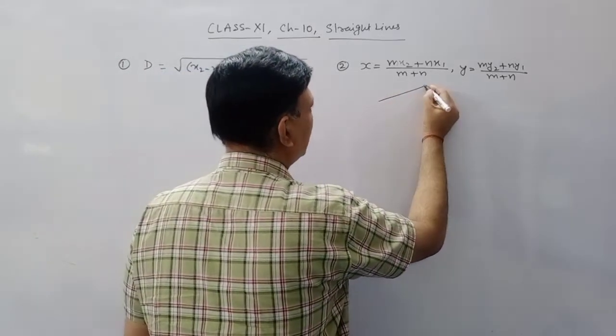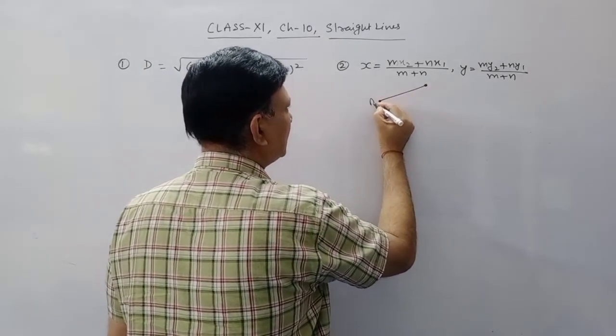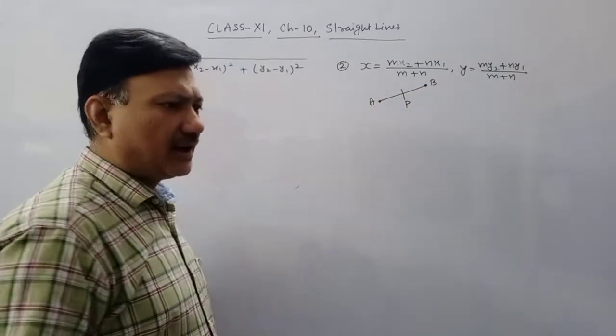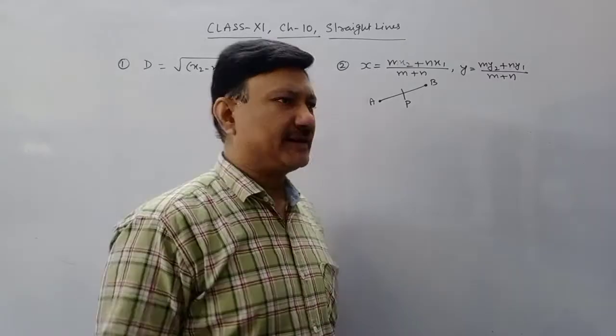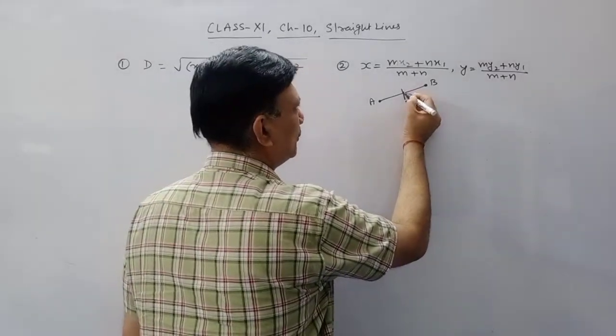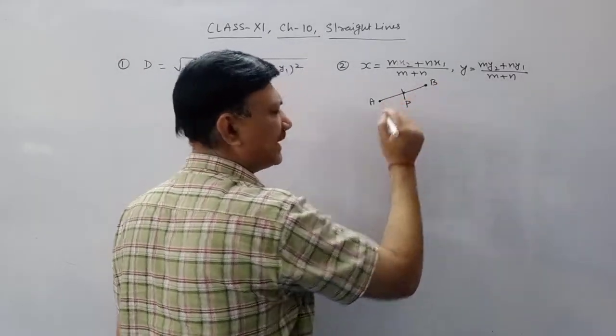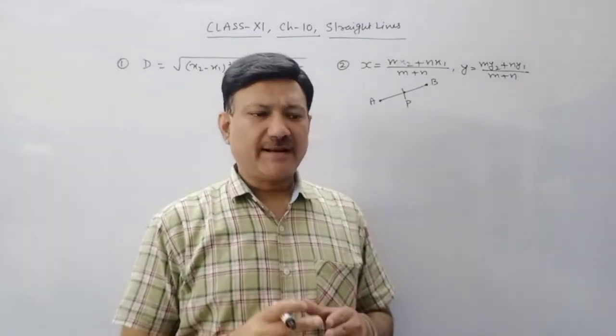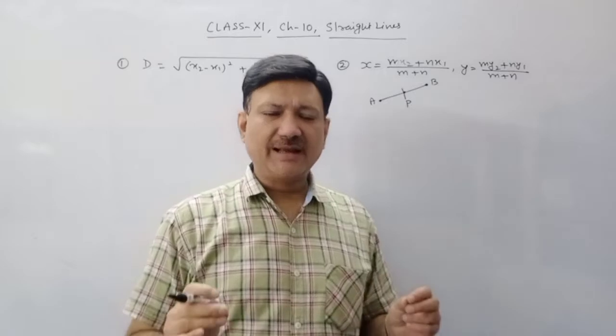What is the meaning of internal division? When the point of division lies between the given points. Here point P lies between A and B, so P divides AB internally whenever the point of division lies between the line.